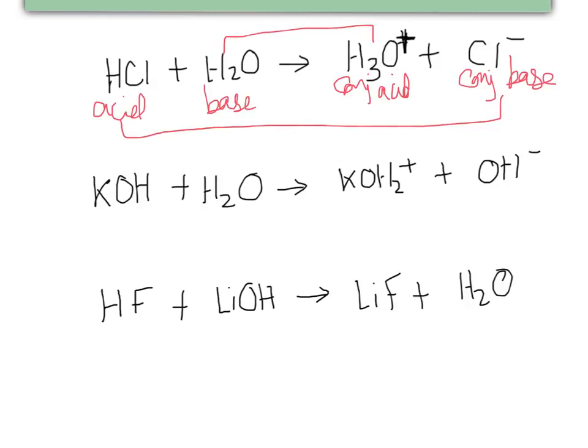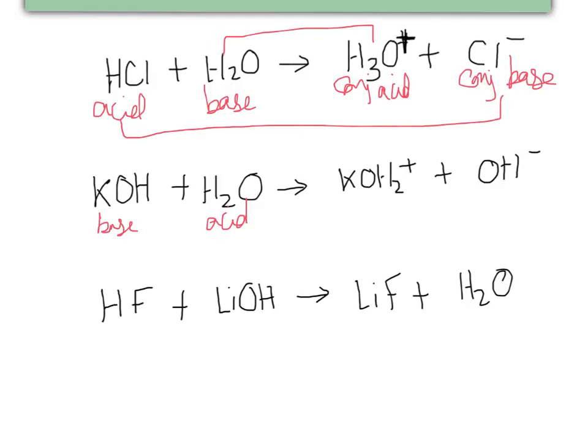KOH and H2O. Again, H2O is amphoteric. So let's look at KOH. We know potassium hydroxide is a base. If you're not sure, you know that it ends with hydroxide, so that's probably going to be a base. So we know that this is our base and this is our acid in this case.